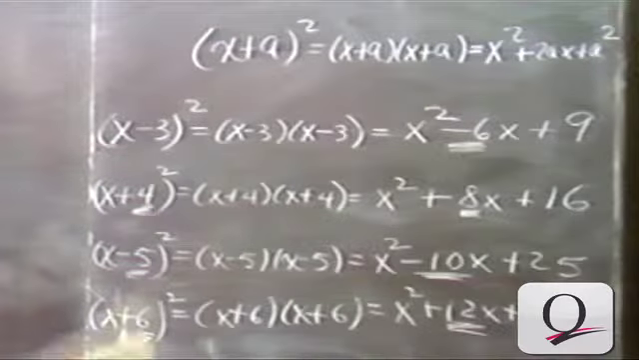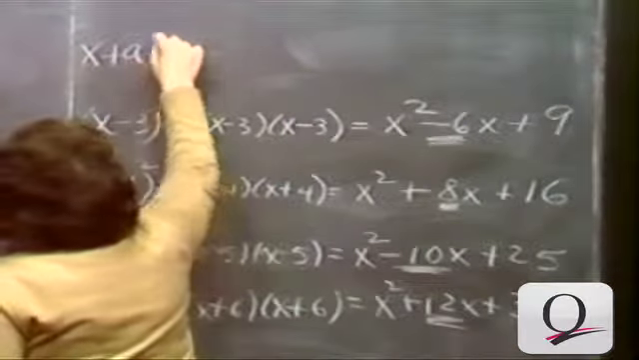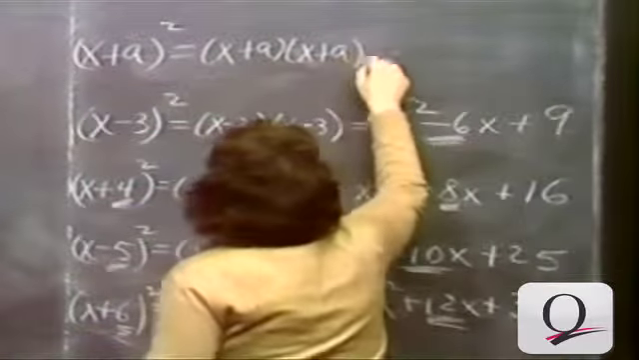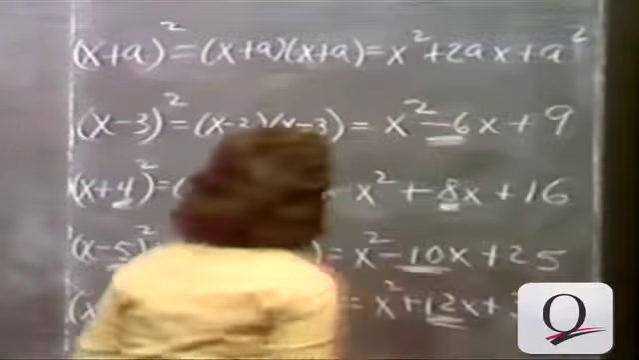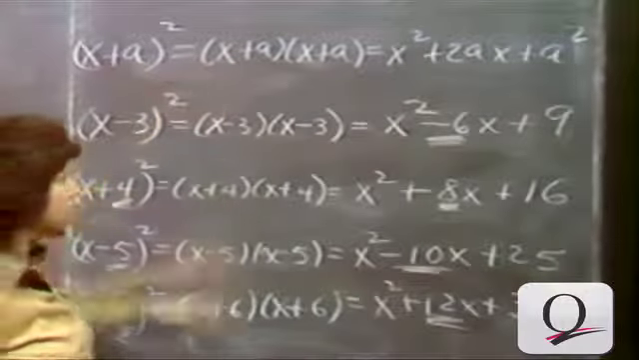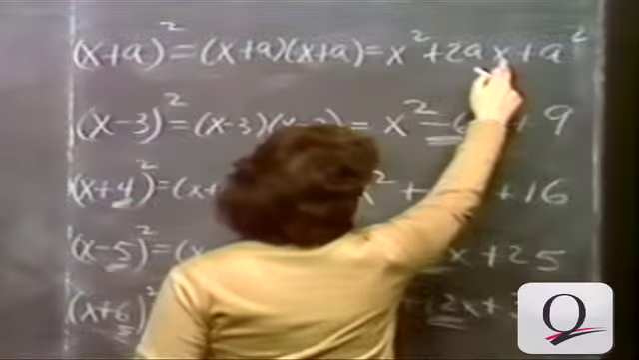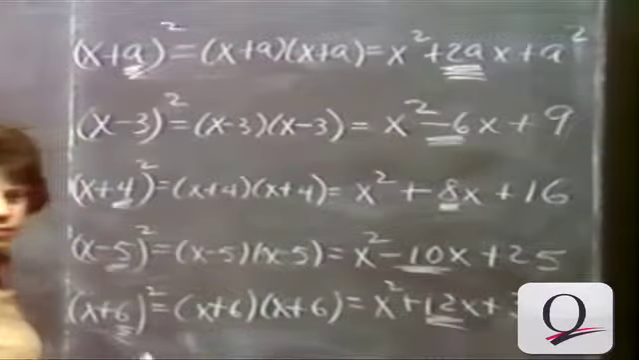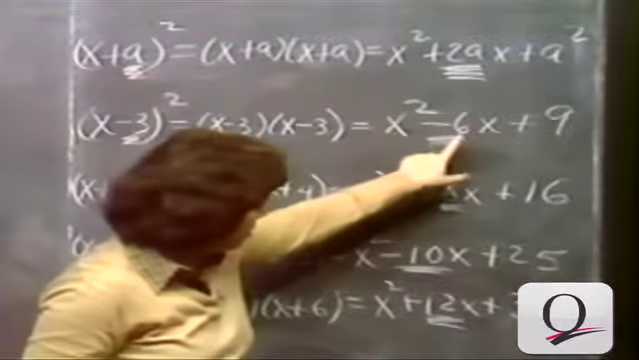If we look at the general case, (x plus a) squared, let me just put this right above this so you can match it up. You have (x plus a) squared, (x plus a) times (x plus a), x squared plus 2ax plus a squared. And in the general case, the coefficient of the first degree term, the x term here, 2a, is this number doubled. Okay, and it always works that way. This is this number doubled.